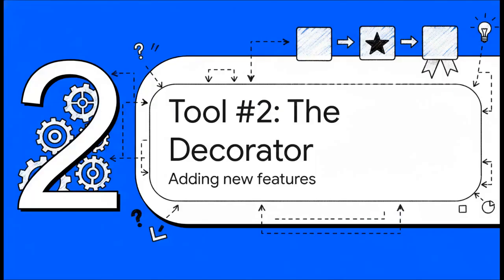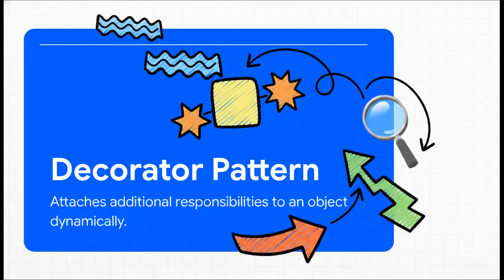All right, let's grab the next tool from our box. This one's called the decorator. Now this pattern is all about adding new features or behaviors to an object, but here's the trick. You do it dynamically, without ever touching the object's original code. The key word there is dynamically.